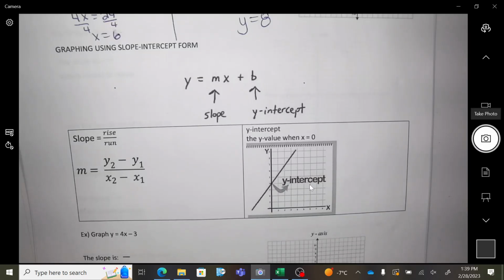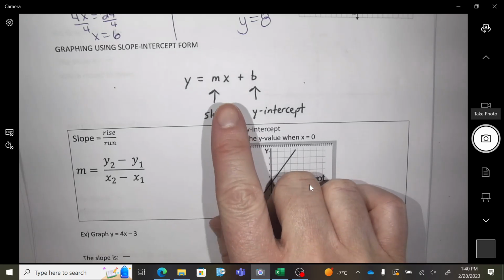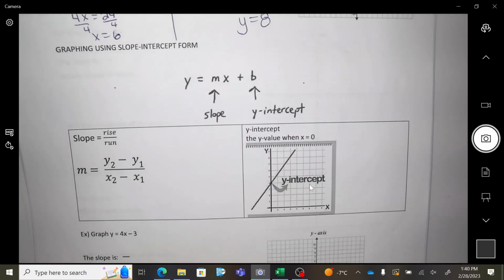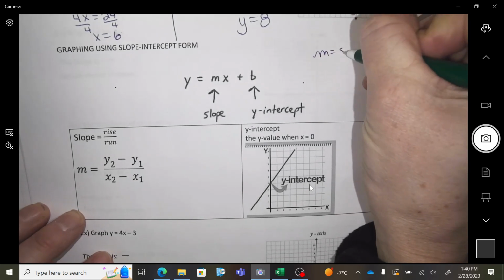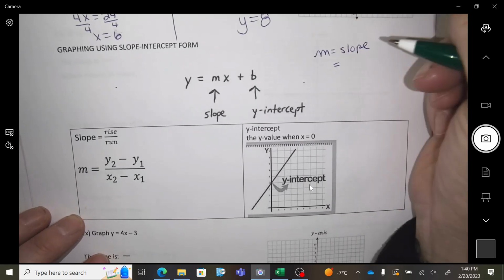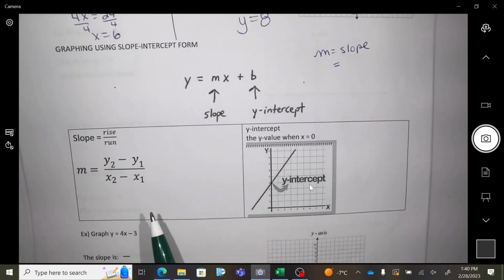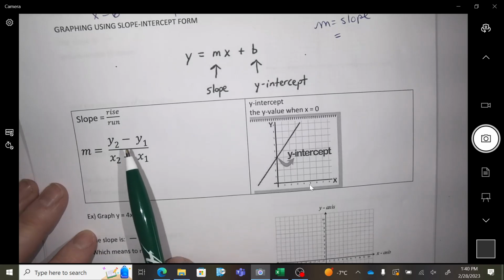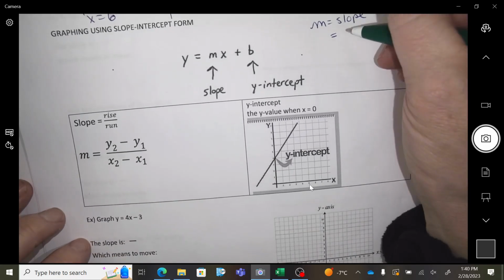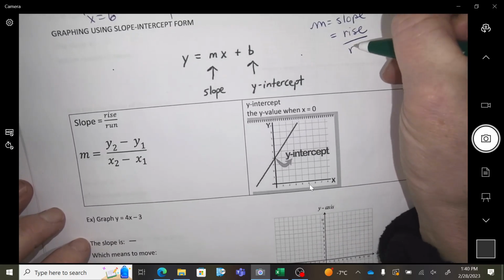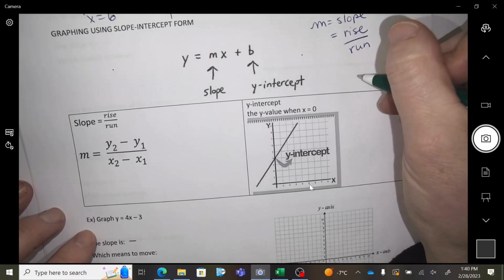Okay, slope-intercept form. We learned what slope was last time. Do you remember slope? We talked about it. It's the m. So what did you think about the slope in words? Do you remember? I have it written down here. It is the rise divided by run.